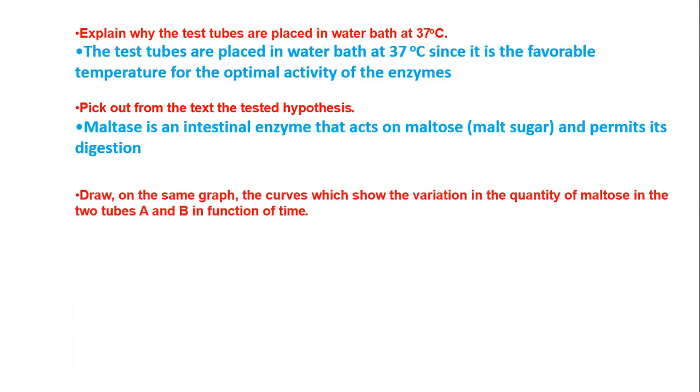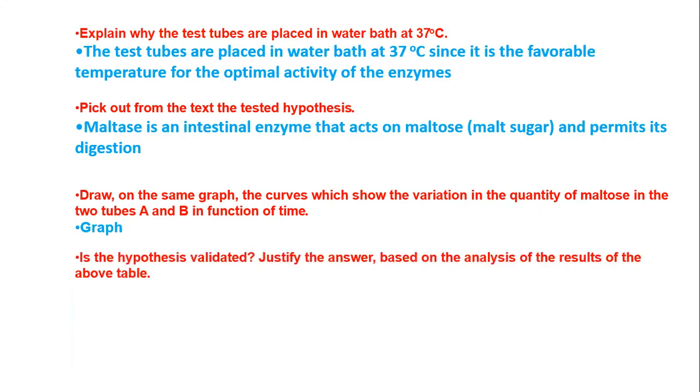Draw on the same graph the curves which show the variation in the quantity of maltose in the two tubes A and B in function of time. In function of time means that on the x-axis we use the time, we choose the appropriate scale, and then on the y-axis we put the data of each tube A and B, for example using two colors, and finally we connect them to obtain the curves, two curves.